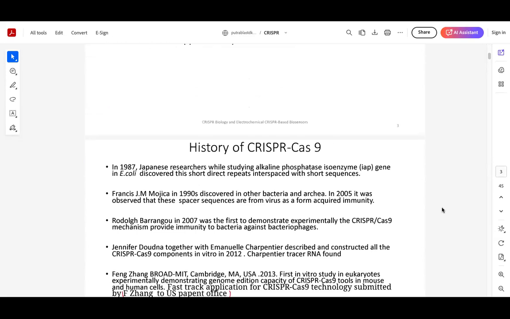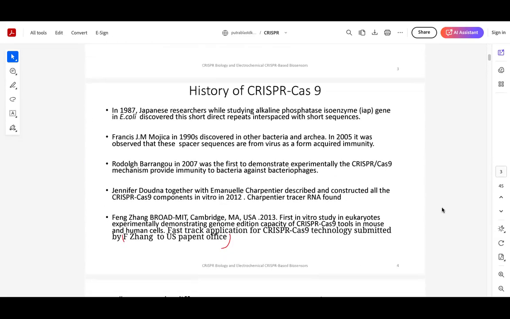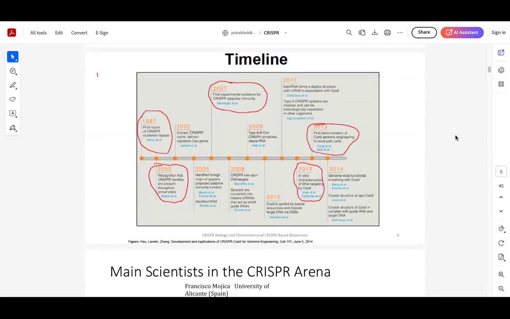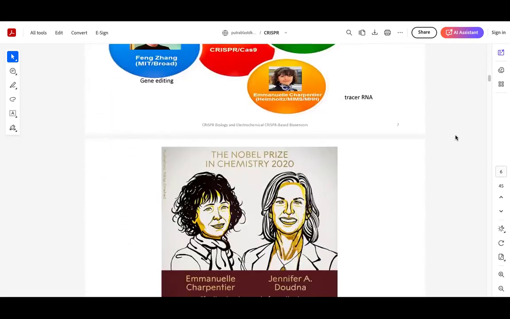So look at CRISPR technology history. In 1987, Japanese researcher has discovered, means observed, there is short direct repeats interspaced with short sequences. What does it mean is we have to move downward a bit.